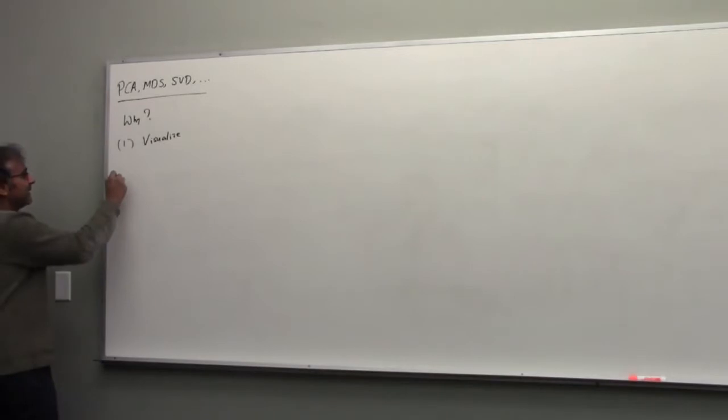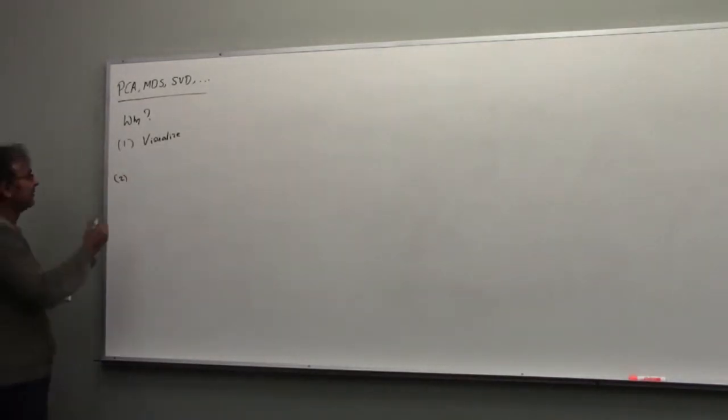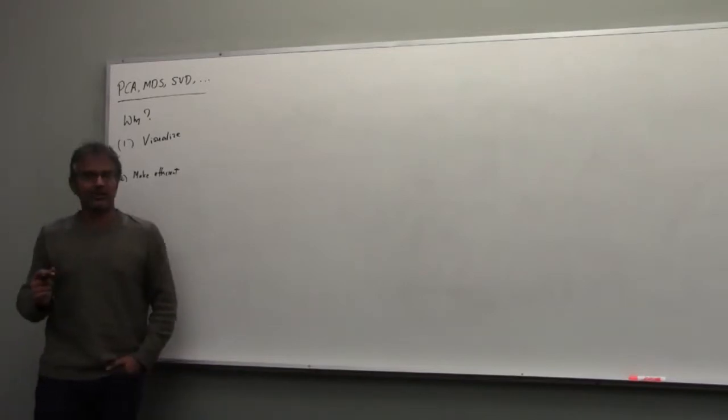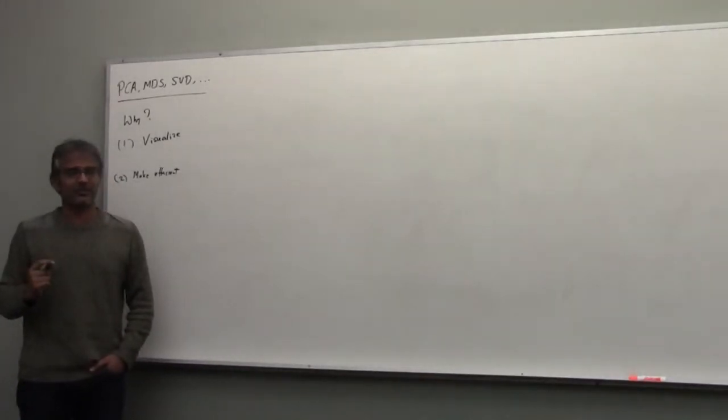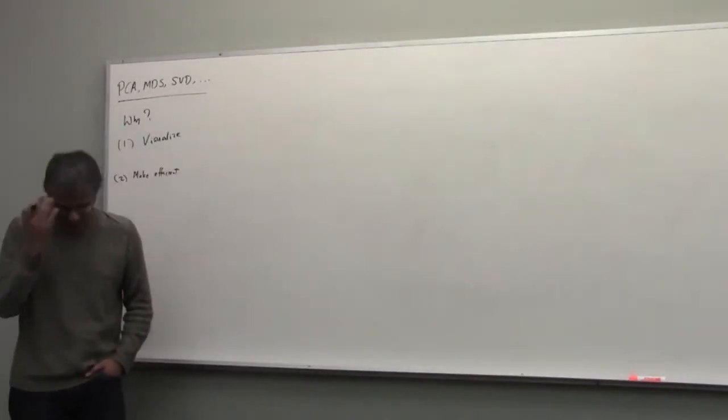The second reason is of course to be efficient. So to visualize, and to make things efficient. And this goes back to the whole curse of dimensionality thing. So how many of you are in Vivek's class? I know he did a long thing yesterday about the curse of dimensionality. Yes. Yeah. So this is slightly different. In fact, I was talking to him after this about that.